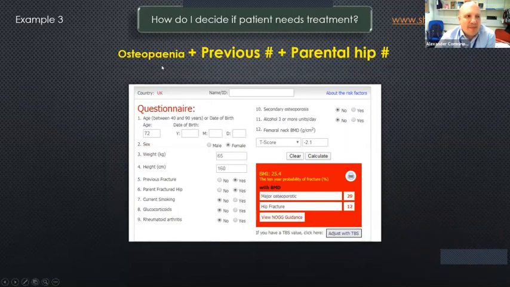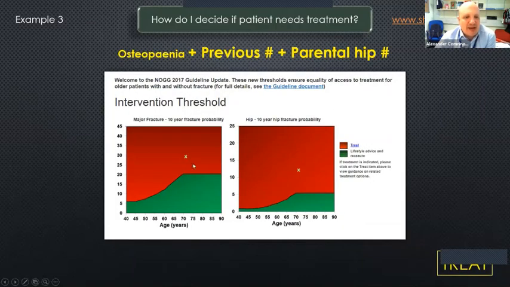Now, if we have the same patient, but now say that she has had a previous fragility fracture, so that box is ticked here, and we say that she has a parental hip fracture, and we tick that box here, this has a dramatic change on the risk scores here, 29 and 12%, okay? So if we take us to here, now we're well in the red, even higher than that osteoporotic example I gave you earlier. So this demonstrates the importance of not ignoring the osteopenic patient, especially when they have multiple additional risk factors for fracture.